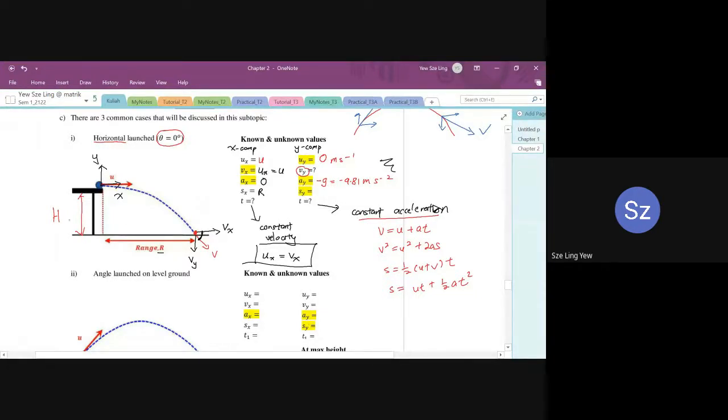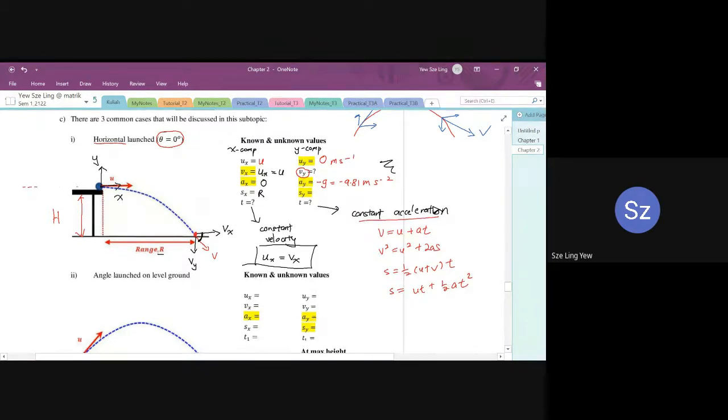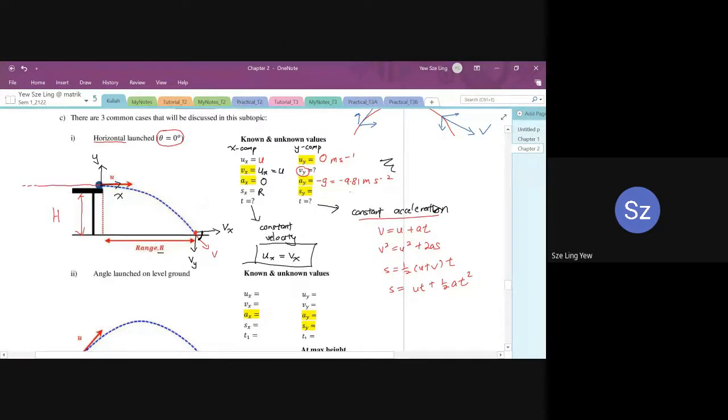But in this case, you have to take note. If you look at the diagram, when you have a horizontal projectile motion, H is located below your reference line. Therefore it is a negative value, negative H. So when you calculate the value of Sy, you should obtain a negative value. Or if you are given the value, then you substitute it as a negative value. All right, negative H. So this is for horizontal projectile motion.